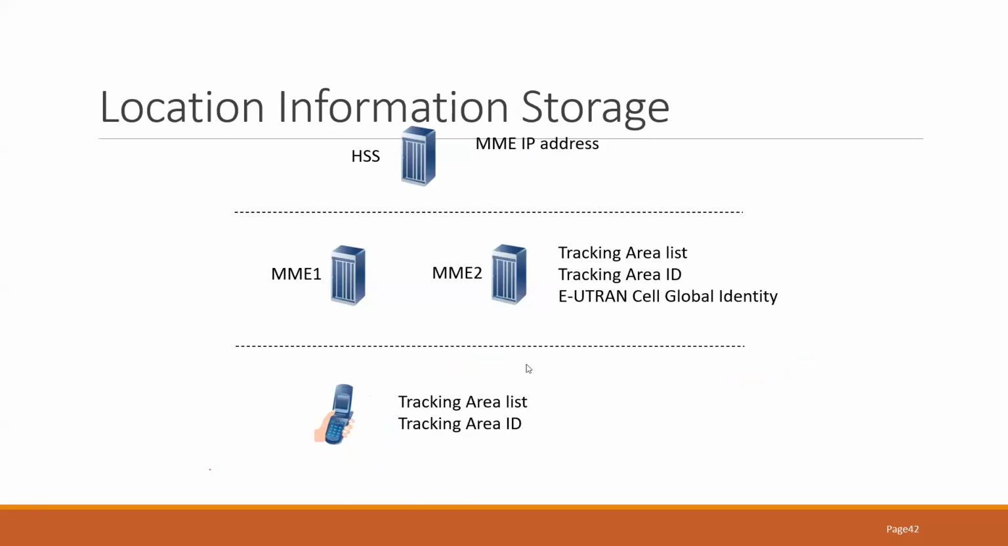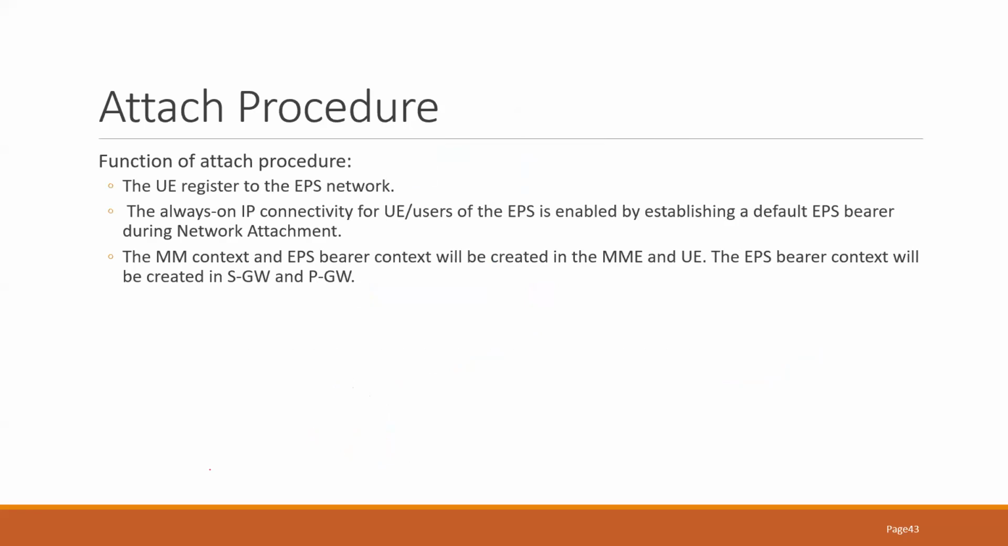Right. So here, once again, we will start with the attach procedure. Function of the attach procedure: the UE registers to the EPS network, similar to 2G, 3G. You need to perform registration, and then you can use the services. A little bit of difference from 2G, 3G is that always-on IP connectivity for UE users is enabled by establishing a default EPS bearer during network attachment. So when we look into the attach flow, you will see that it is a combination of attach and create PDP context request.